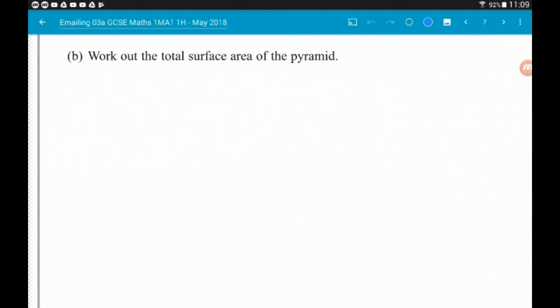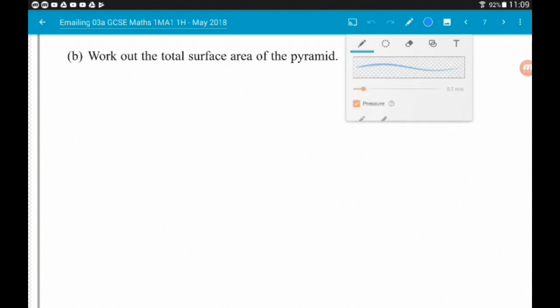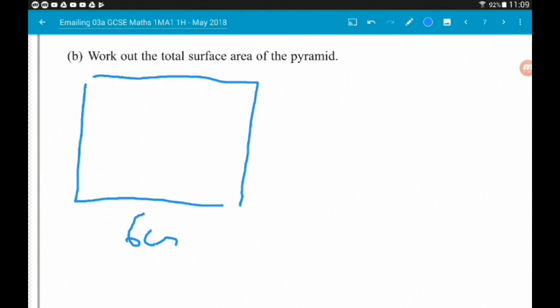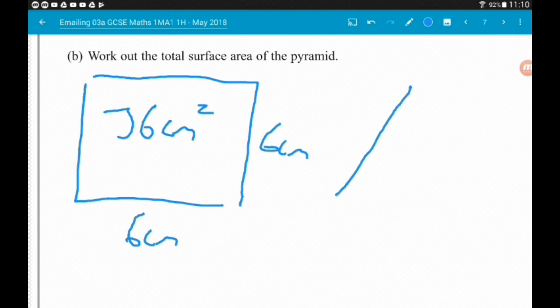Okay, then part B wants us to work out the total surface area of the pyramid. So that means the area of every face added together. So let's start with the base, which is a square. So the square has sides 6 centimeters. So the area of the square is 6 times 6, which is 36 centimeters squared.